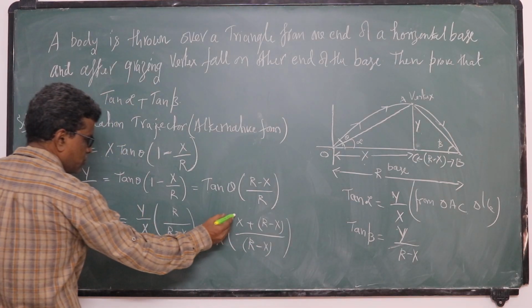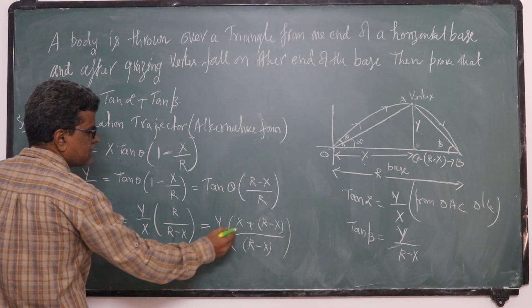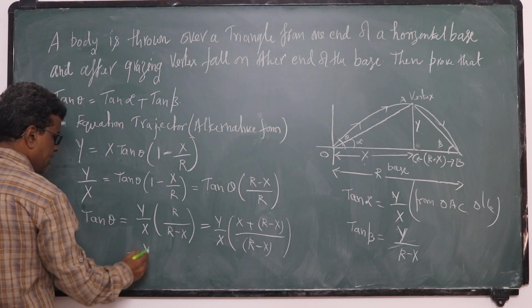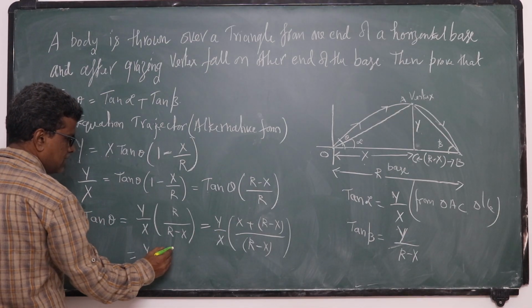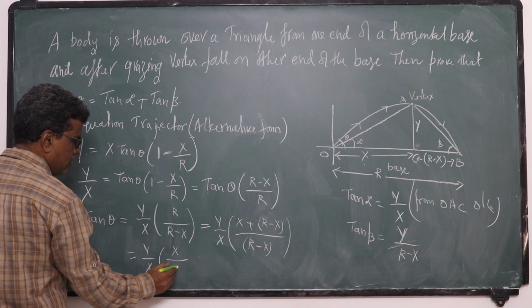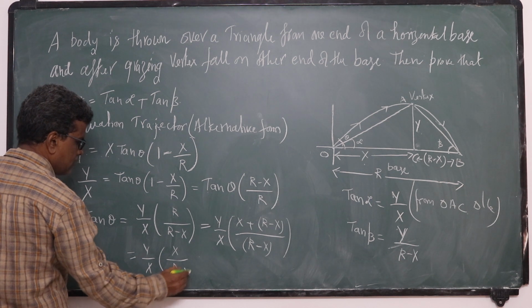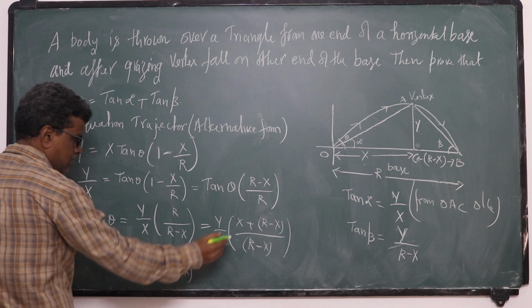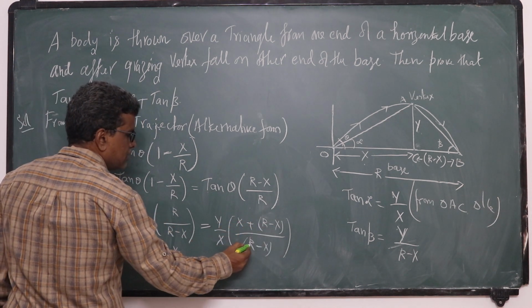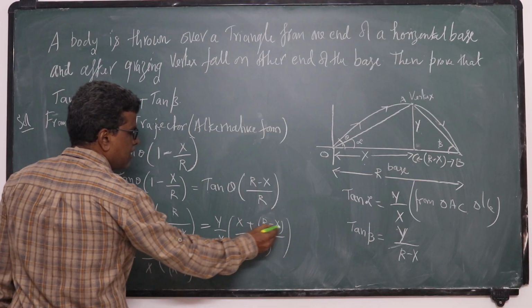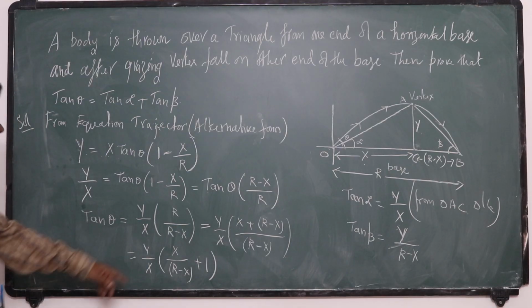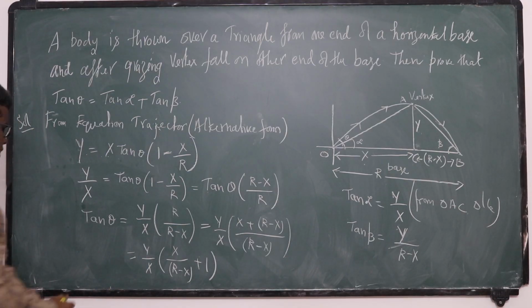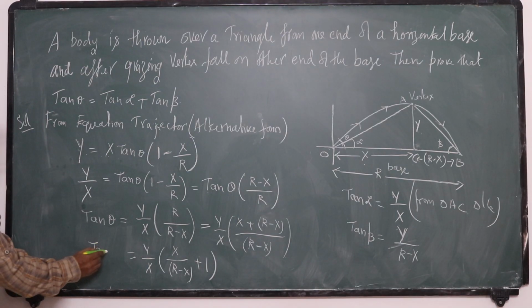So you apply distributive law. You multiply y by x. Here y by x of, this can be written as x by r minus x plus r by x by r minus x, r minus x by r minus x. You will get 1. So you apply distributive law. Okay, that is tan theta.